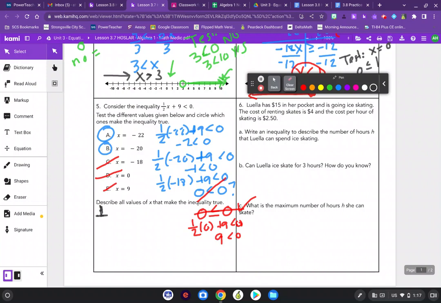Well, it kind of looks like we cut off at 0. Or I'm sorry, at -18. When I substituted -18, it kind of looks like that didn't work, but everything else below it did. So I can verify this by solving.